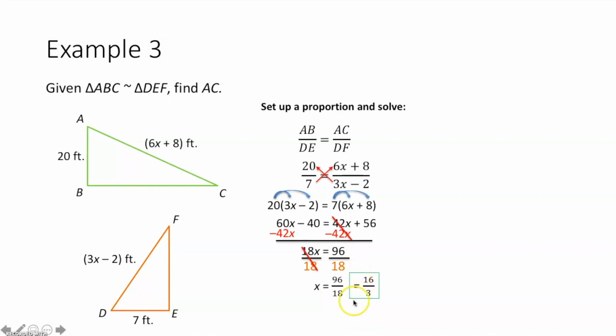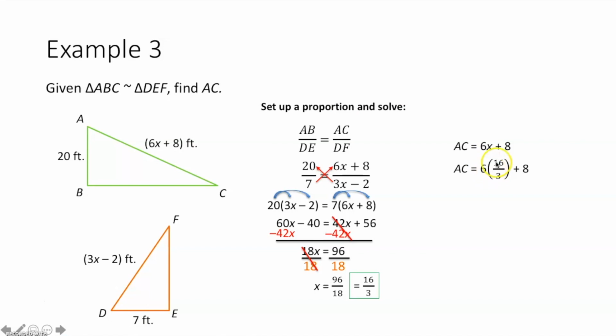A lot of you would box this as your answer and call it a day. But look back at the question. Make sure you answer the question. It says find the measure of AC. This is the measure of X, not AC. So what I do is I take this value and plug it in for X in what AC equals. The measure of AC is 6X plus 8. So I need to take this value and plug it in for X, and now I can solve this.